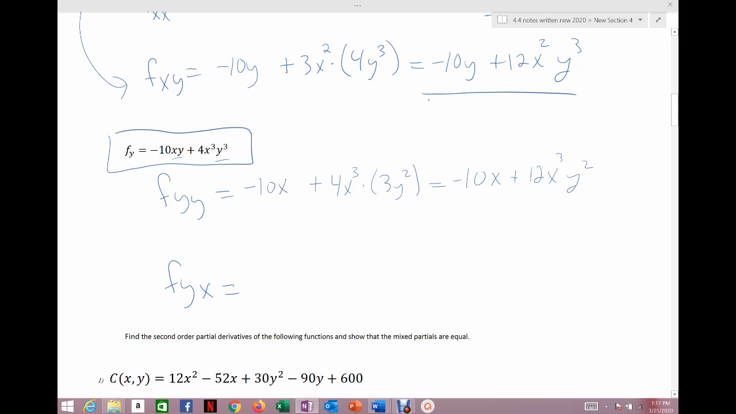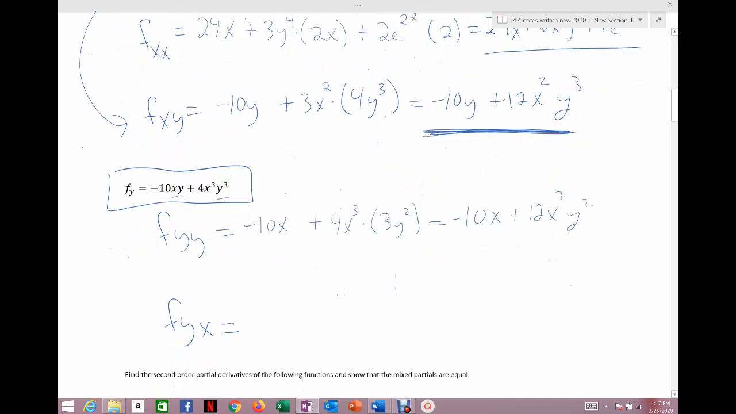Alright, now the mixed derivative, which like I said, should simplify to that. Now we get there in a different way, because again, I started with a different function to get there.